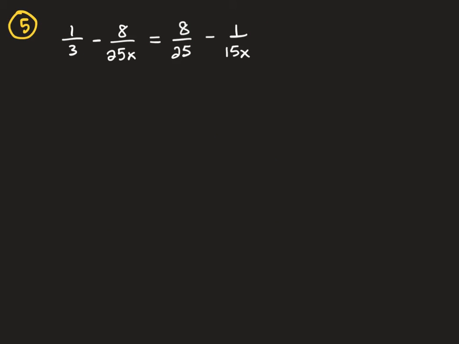Number 5, this is our last example. We've got 1/3 minus 8 over 25x equals 8 over 25 minus 1 over 15x. Not a proportion, so we're going to multiply the tops by a common denominator. And if you look at the numbers, we're going to start with the largest number just to see if we can find something that all of those denominators go into. So starting with the 25, which is the largest number. 3 doesn't go into 25, so we'll keep going.